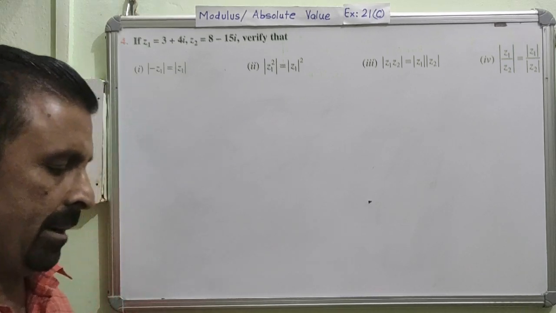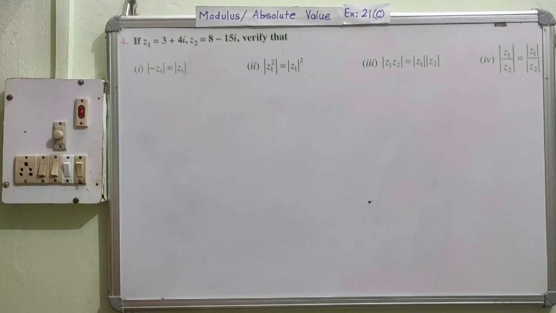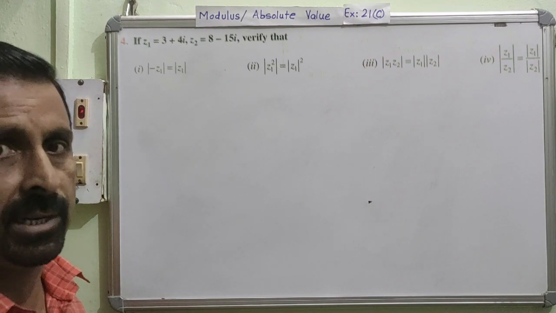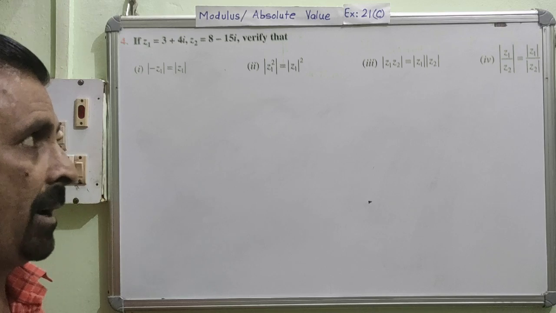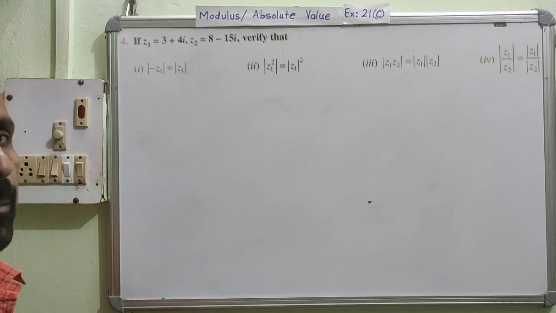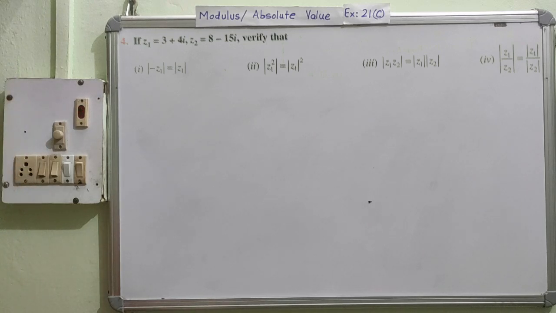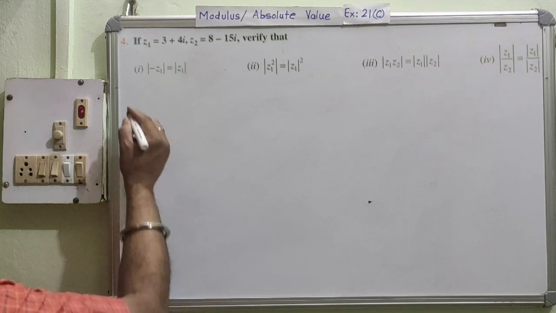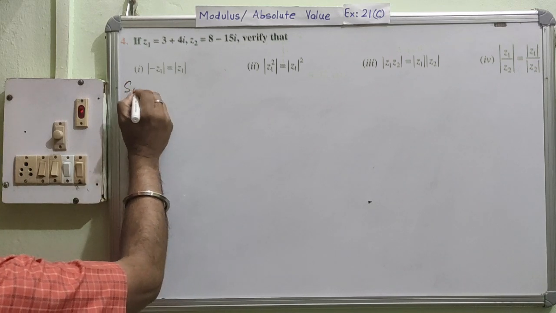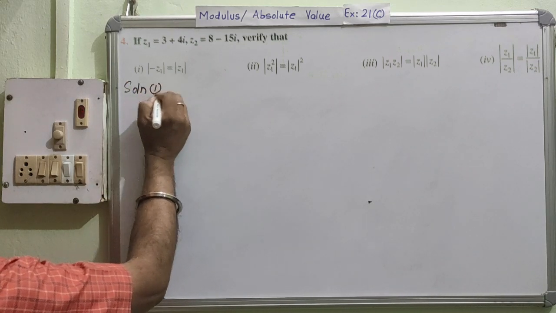Question number 3, we have 4 parts of this question. This question is to verify the given statement. So out of these 4 questions, I am going to take a few questions to explain how we can verify the given expressions. So let us start first of all with part 1. Question number 3, part 1, solution of part 1.